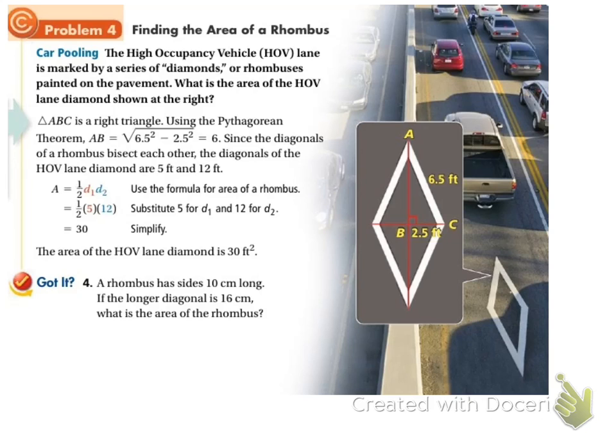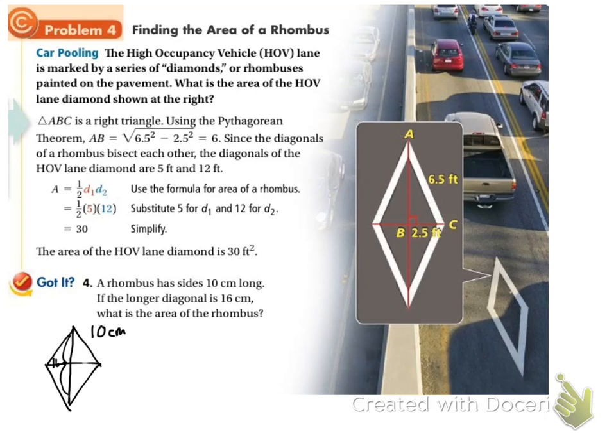Okay, finding the area of a rhombus. So, let me sketch ourselves a rhombus here. A rhombus has sides of 10 centimeters long. If the longer diagonal, this one, is 16 centimeters, what is the area of the rhombus? So we're going to need the other diagonal, right? So we're going to need this one. So our whole thing here is 16.